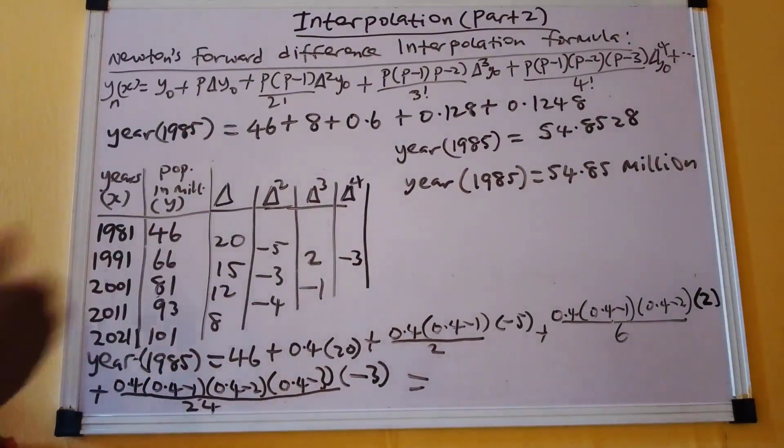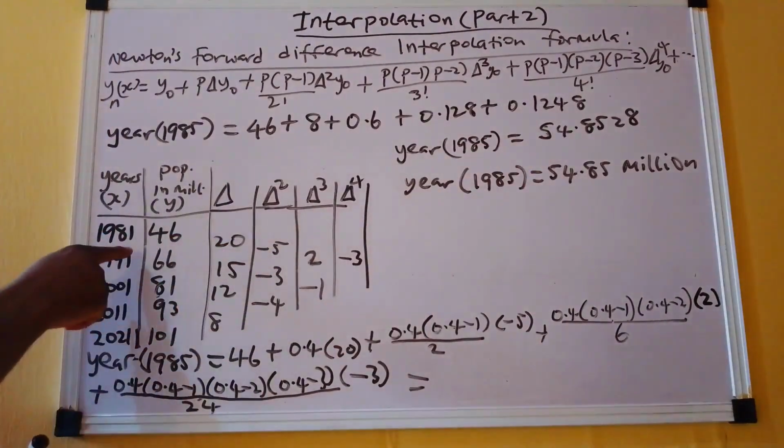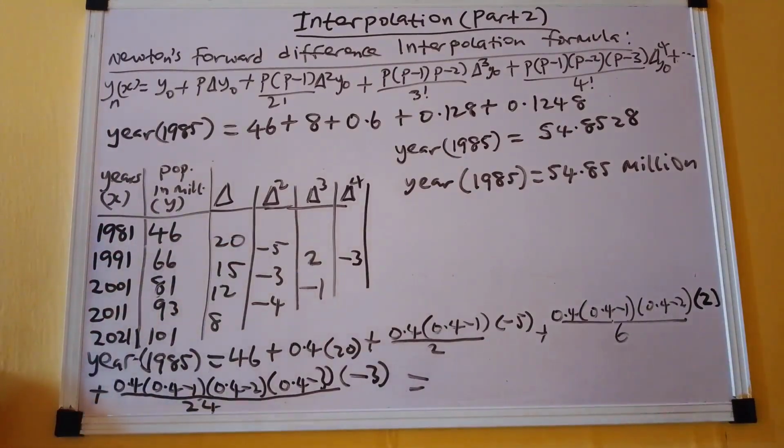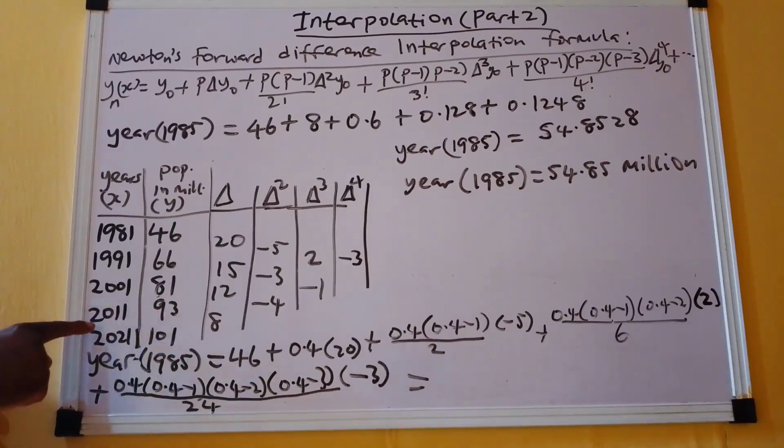You can see for this particular country, I've been able to estimate the population for the year 1985, where census was not taken. Census wasn't taken in 1985, but we have an estimate of 54.85 million. We can also go ahead to estimate for this same country the population for the year 2015. And 2015 is in between 2011 and 2021. So let us go right away and estimate the population for the year 2015.